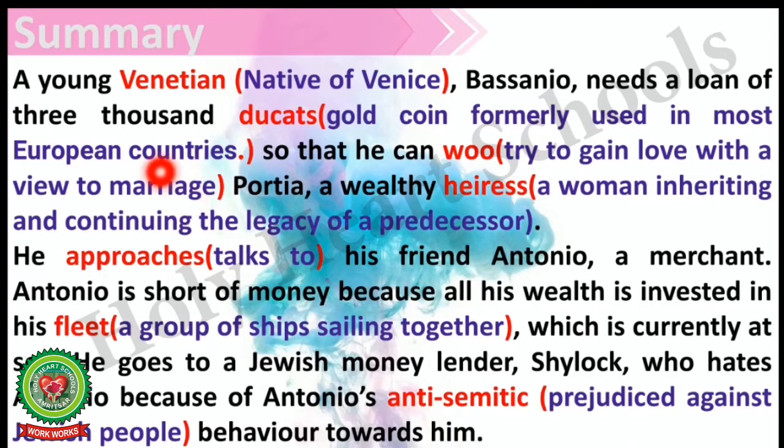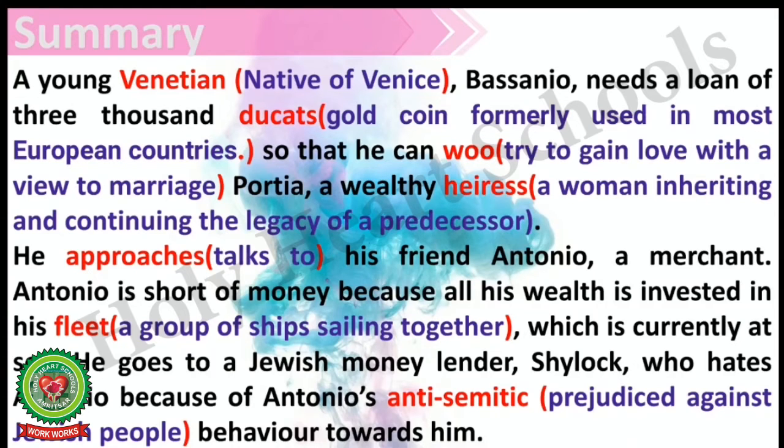Students, write down the meanings of difficult words. Venetian, native of Venice. Ducats, gold coin formerly used in most European countries. Woo, try to gain love with a view to marriage. Heiress, a woman inheriting and continuing the legacy of a predecessor. Approaches, talks to. Fleet, a group of ships sailing together. Anti-Semitic, prejudiced against Jewish people.